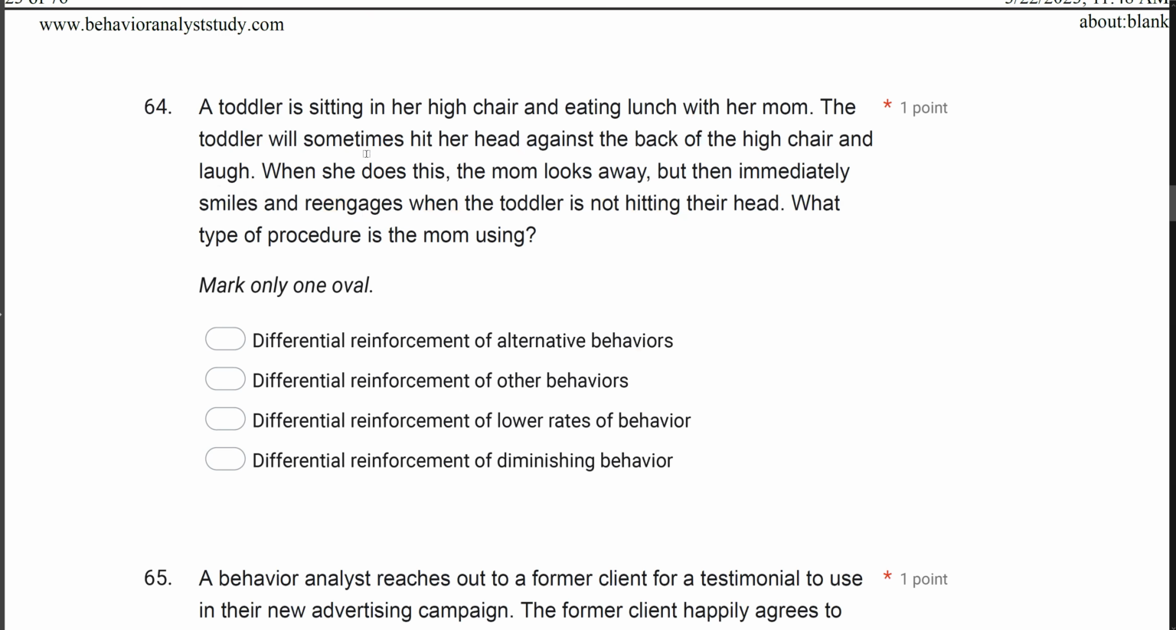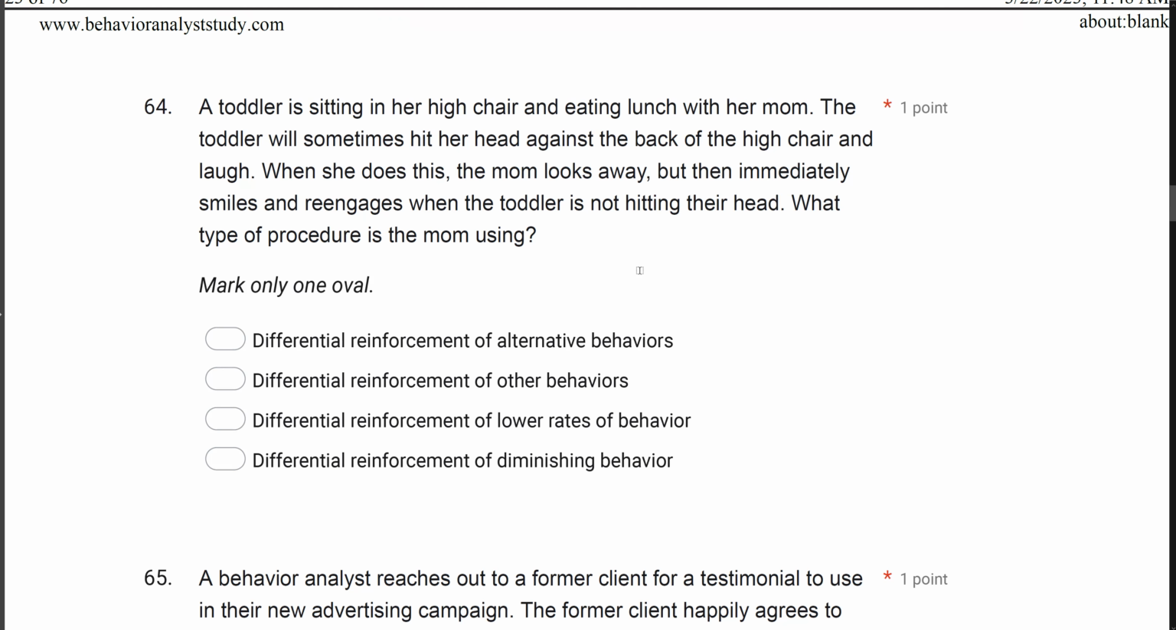64. A toddler is sitting in her high chair and eating lunch with her mom. The toddler will sometimes hit her head against the back of the high chair and laugh. When she does this, the mom looks away, but then immediately smiles and re-engages when the toddler is not hitting their head. What type of procedure is the mom using? The very specific giveaway in this type of question, right?